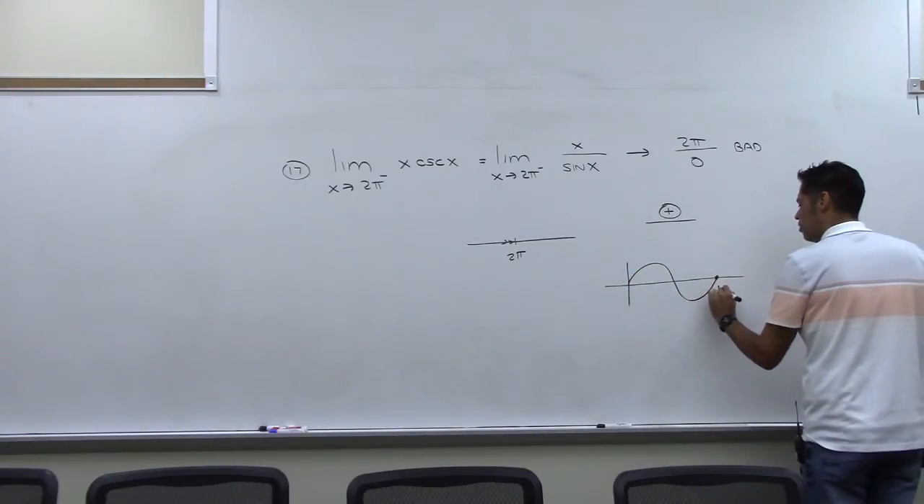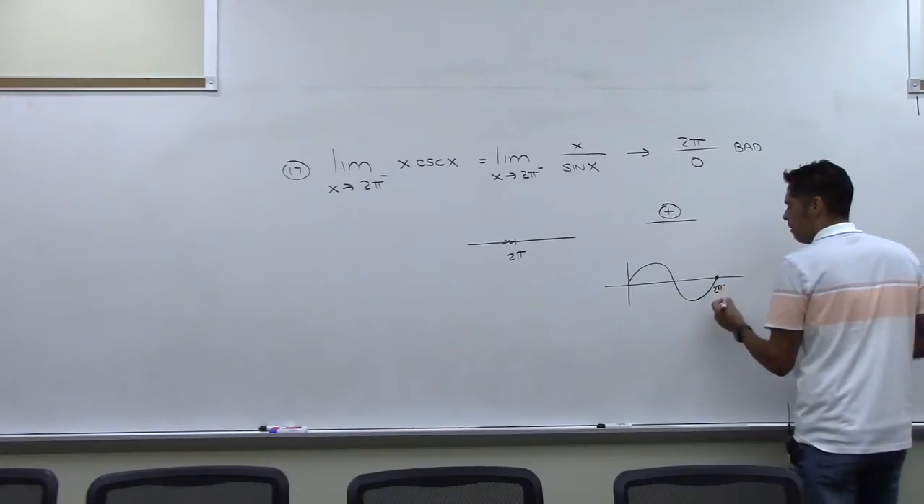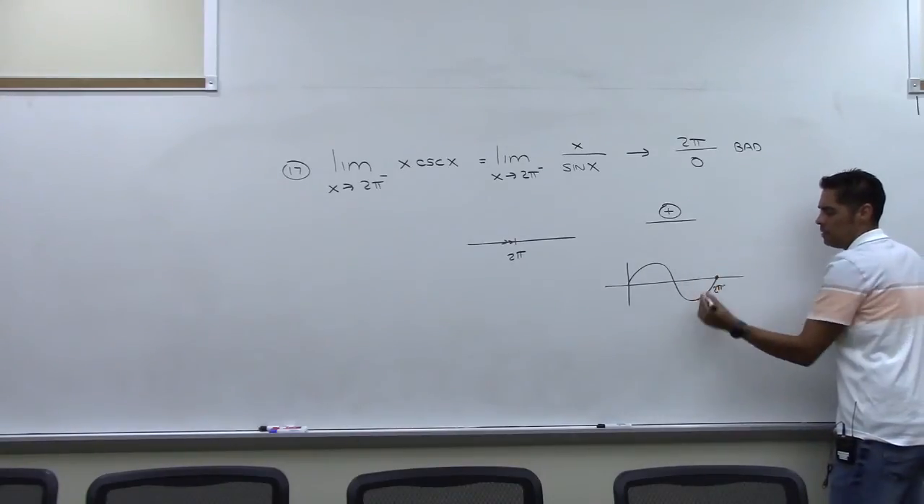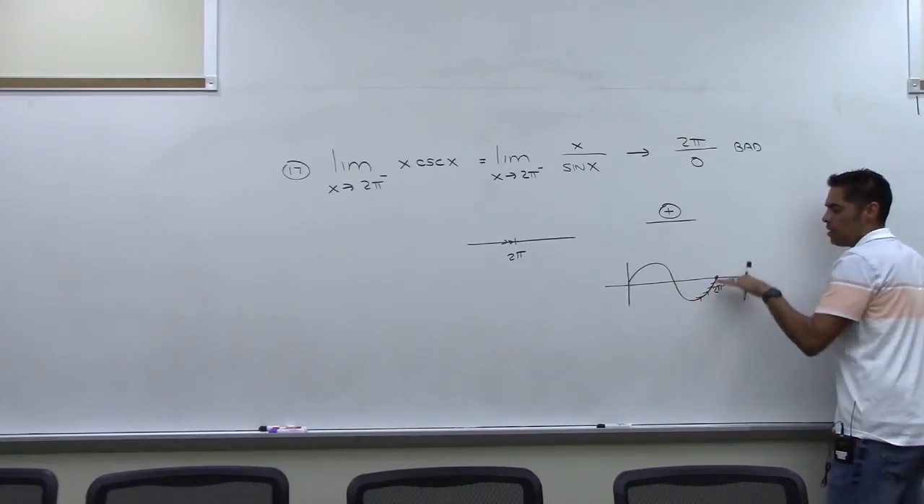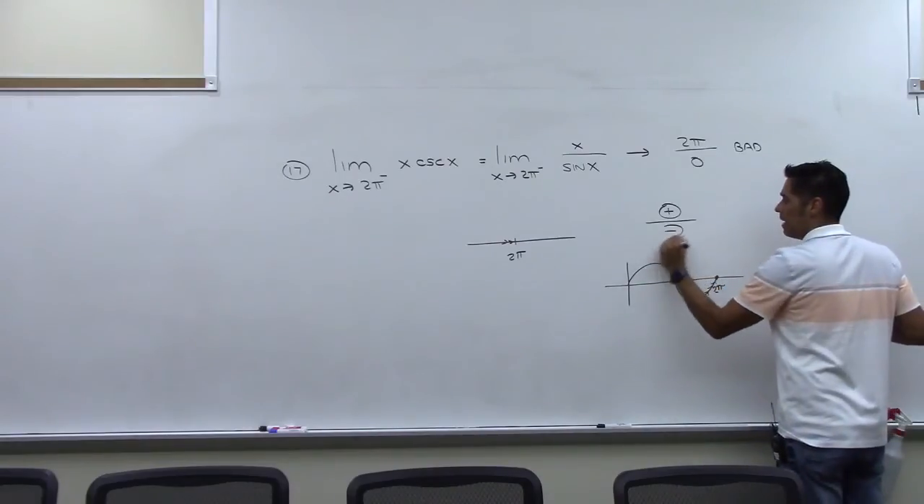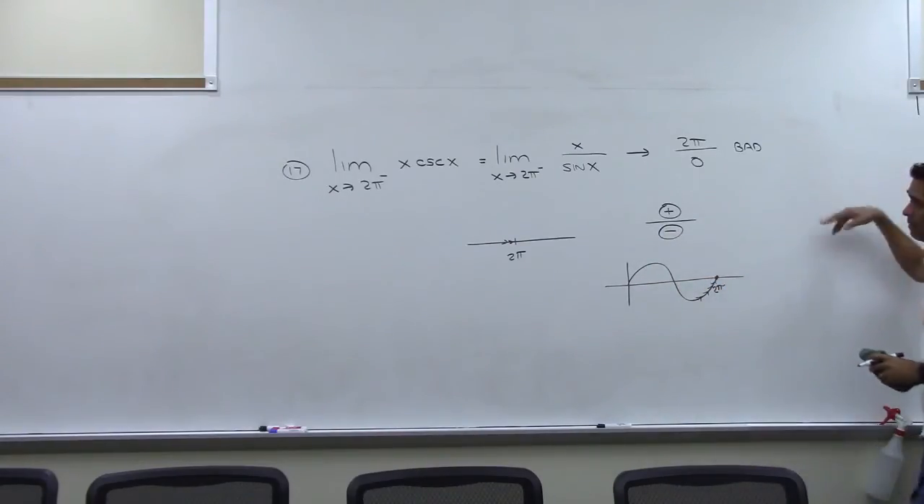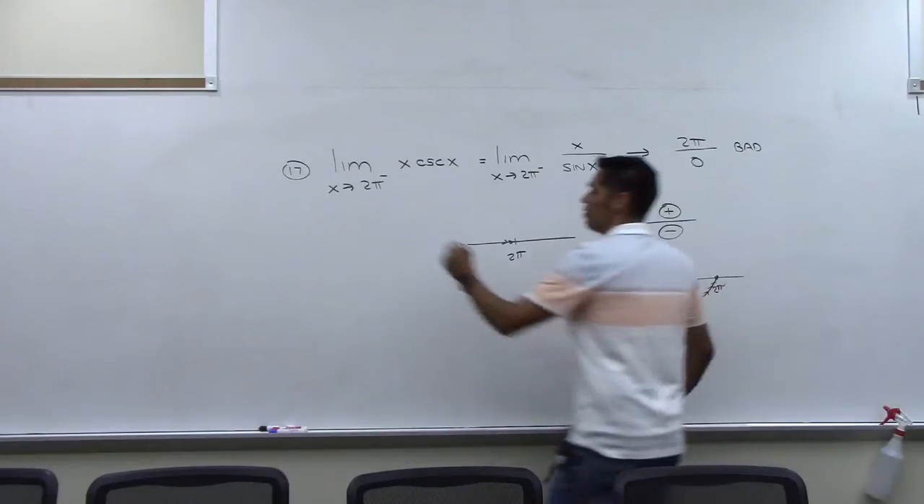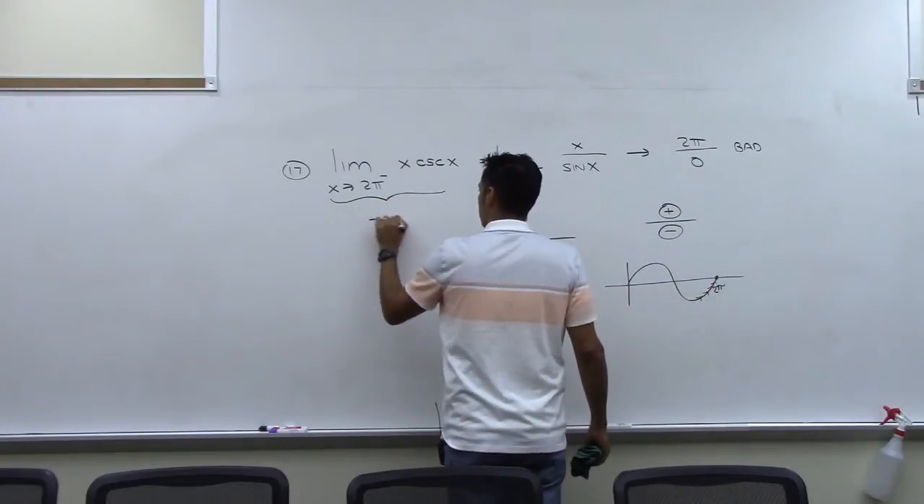And I'm approaching 2 pi from the left, which means I'm on the sine curve down here, coming up towards 0. But all of these are below the x-axis, so these are all negative numbers as I come in. So it's negative. And we get a positive divided by a negative, that's negative. So we know that our answer here should be negative infinity.